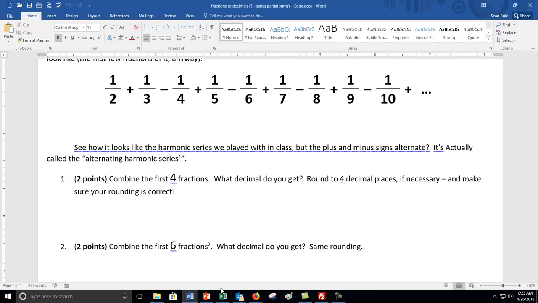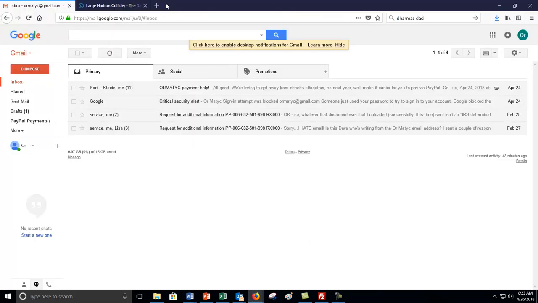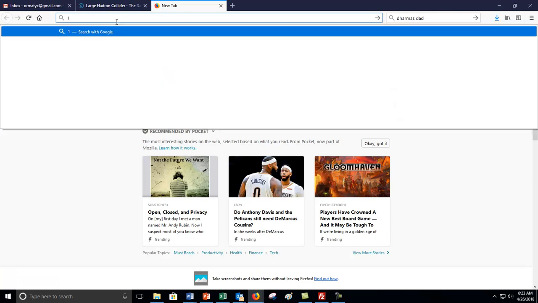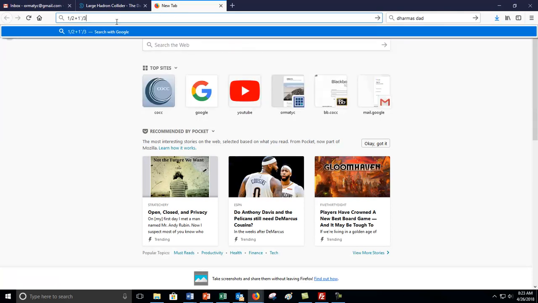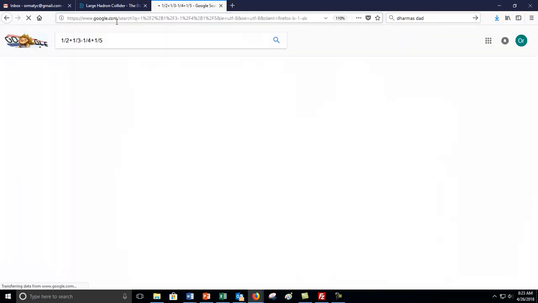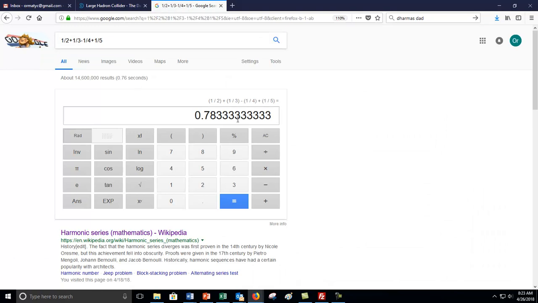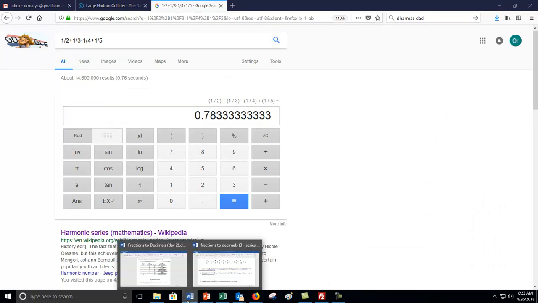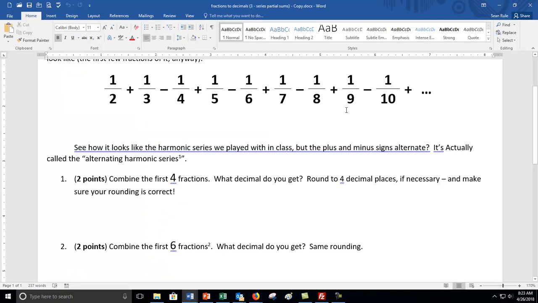What I'm going to do is just like we did in class, use Google as a calculator. We seem to enjoy that. Now remember, let me go back to the homework here. The difference between this series and the one we were doing in class is this one has alternating signs, adding, subtracting, adding, subtracting. So make sure that you are catching those. The first one's addition, the second one's subtraction, the third one's addition in this case.